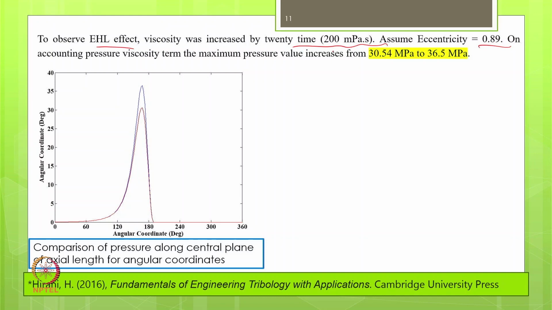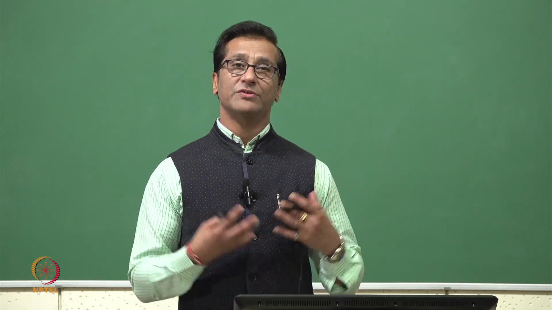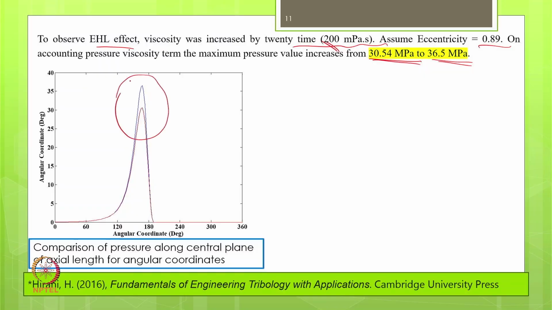So in the situation when we increase the viscosity, if we don't consider the piezo-viscous effect, then the maximum pressure comes around 30 megapascal. But if we consider the piezo-viscous effect, it comes around 36.5 megapascal, where there is some sort of variation. Almost 20% variation is happening in the pressure when we increase the viscosity or use thick oil, and that has been shown as a maximum value difference.